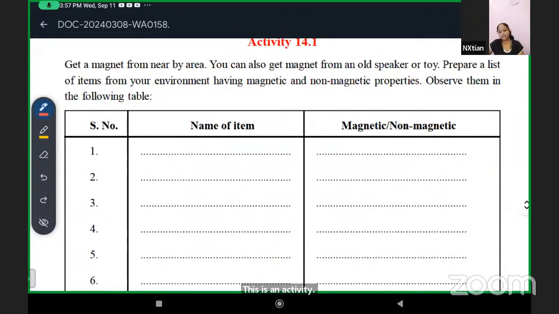You can also get a magnet from an old sticker or toy. Prepare a list of items from your environment having magnetic and non-magnetic properties. Observe them in the following table. So you can use a magnet and test it with various things, to see what is getting attracted and what's not getting attracted. You can write the names of them. Okay, you can write if it is magnetic or non-magnetic.